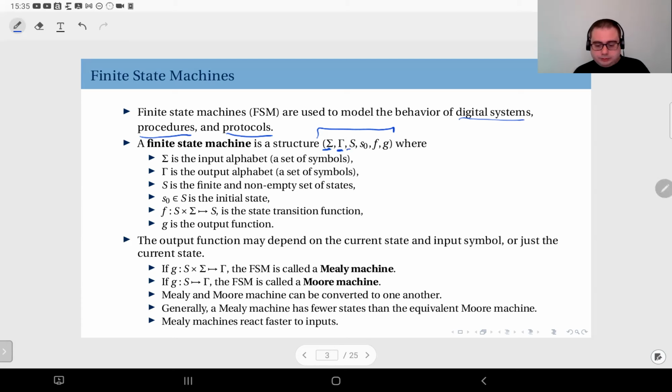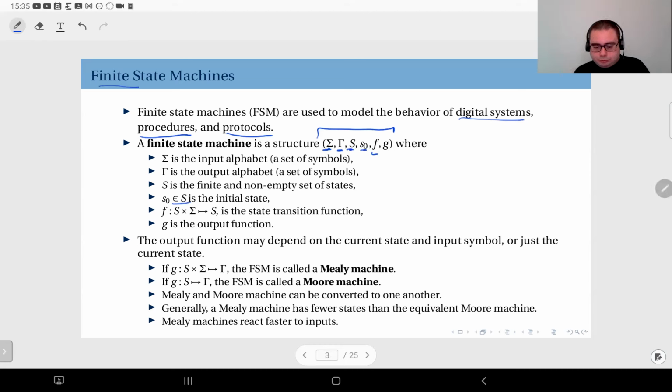And the set S here is the set of states. This set is a finite set and it's a non-empty set. So you have at least one state and the number of states is finite. This is significant. Hence the name finite in the finite state machine. And S0 is a state, an element of the set of states S, and it is called the initial state. So it's the state in which the finite state machine starts operating.